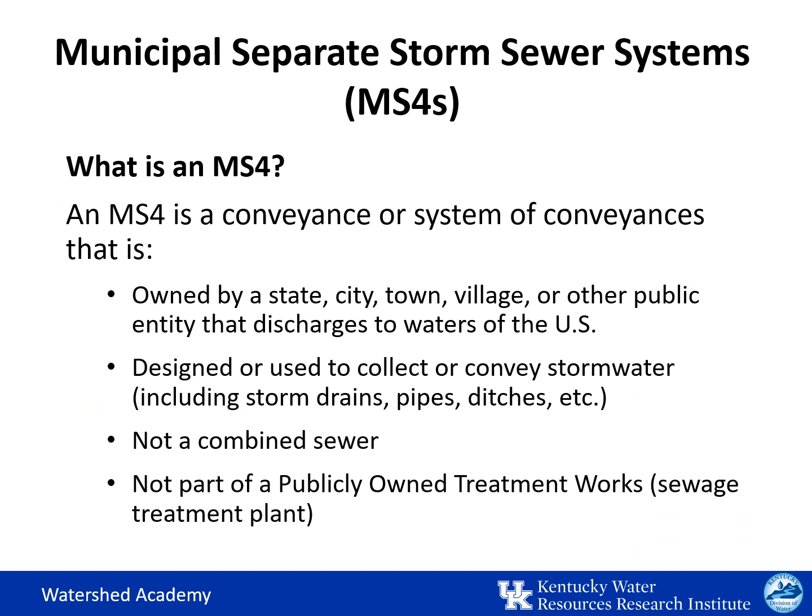Moving on from the sanitary sewage system, let's look more at the stormwater permits. We talked about separated systems, and the MS4 is the name of the system that collects the stormwater separate from the sanitary sewer. It gets its name from M for municipal and 4 S's, separate storm sewer systems. So this is owned by a state, a city, or town that discharges into the waters of the U.S. It's collecting the stormwater and delivering it, but it's not combined and it doesn't go through a treatment plant.